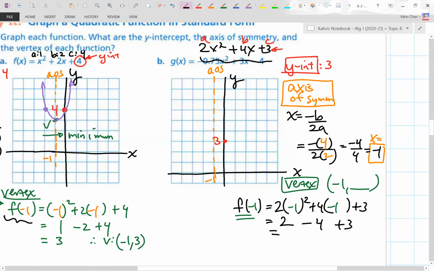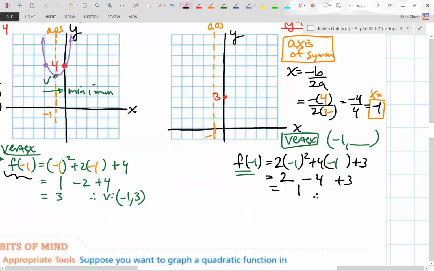So cleaning this up, 2 minus 4 is negative 2, plus 3 is positive 1. Yay, there it is. So therefore, my vertex is at negative 1, 1. Let's put that dot right. Oh, there it is. There's my vertex. Yay.